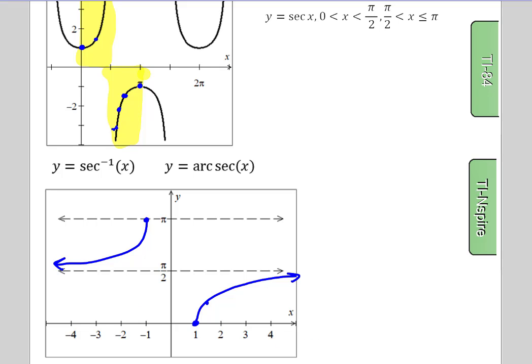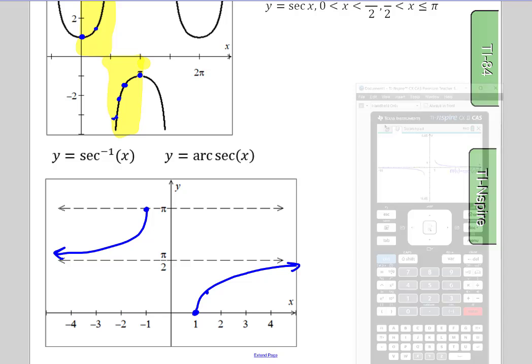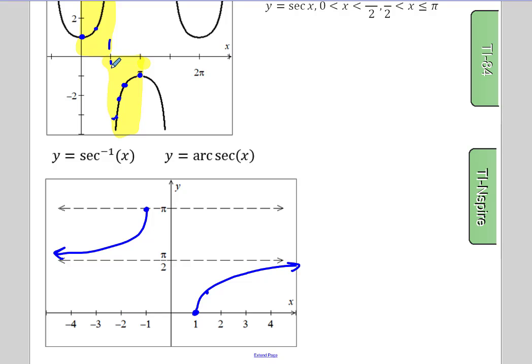And then we can verify with our calculator that our secant inverse function behaves like this, using that feature on the calculator, secant inverse. And again, I'm using my Inspire. So that function does look like our graph right here. We have an asymptote at pi over 2 because it's an asymptote on the original function as well. Okay.